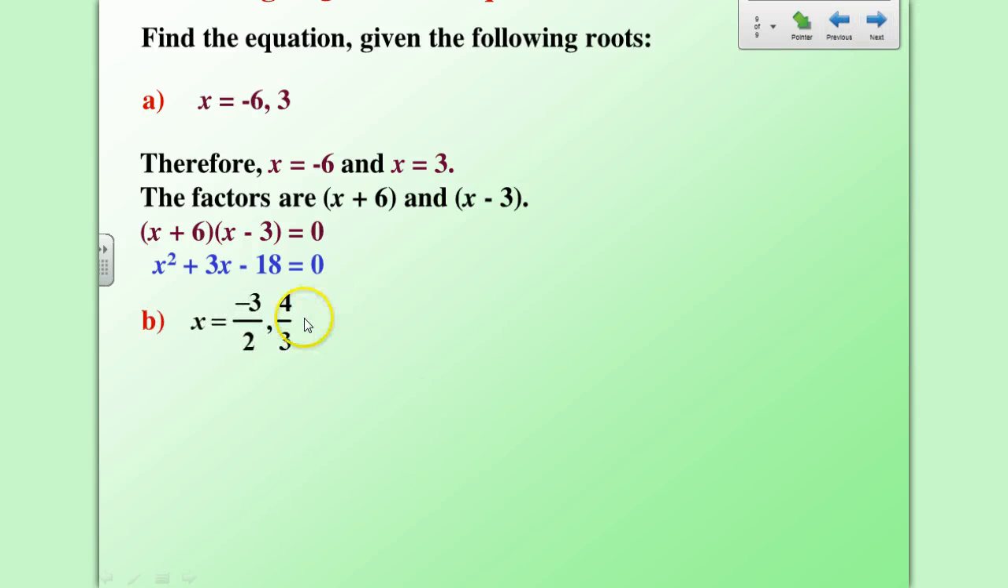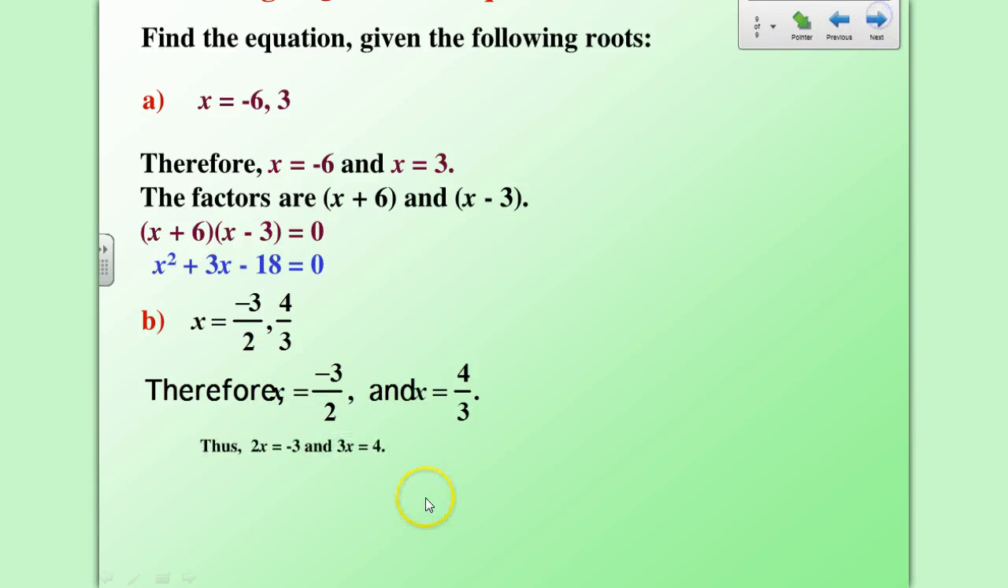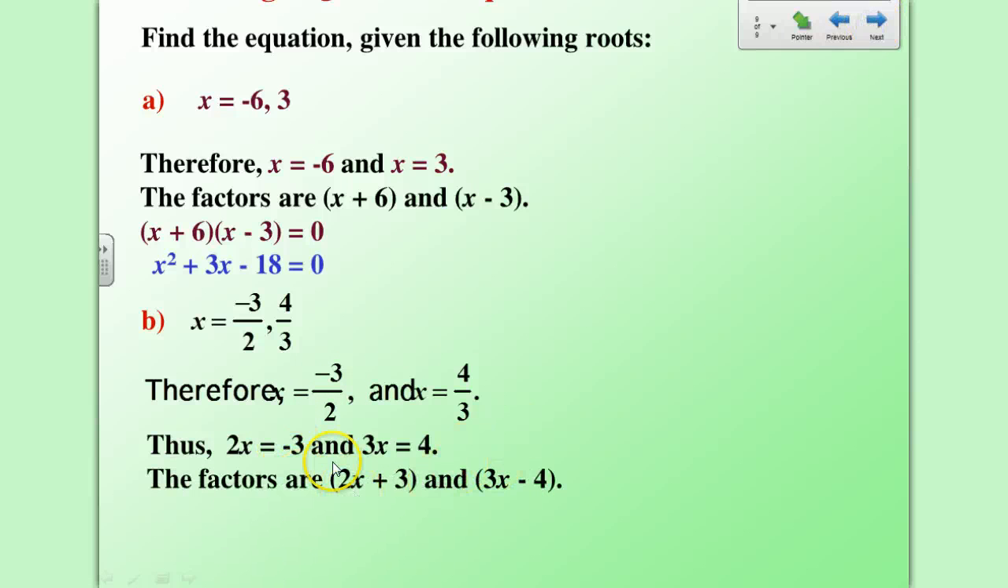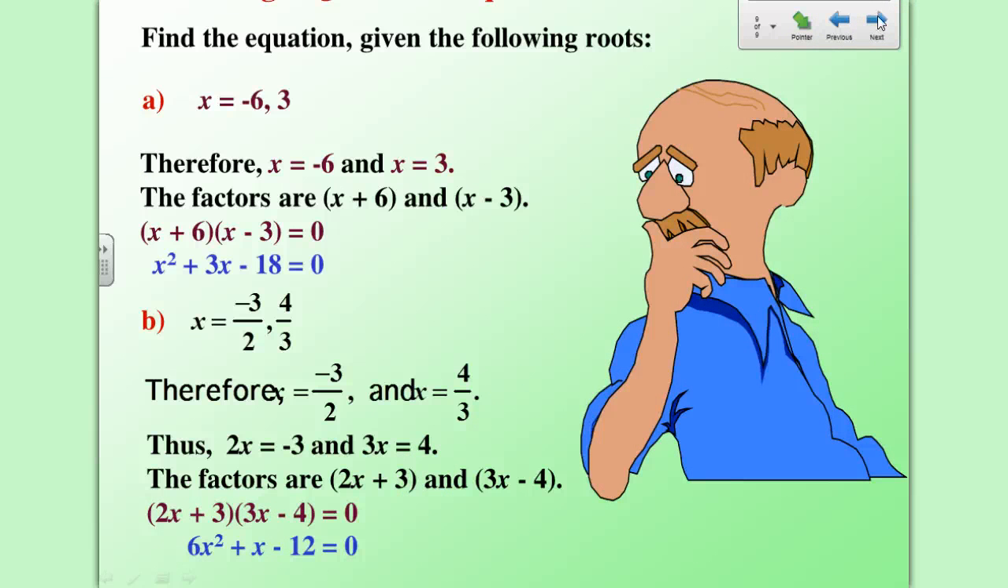What if x was minus 3 halves and 4 thirds? That's a little trickier. But if x equals minus 3 halves was the answer, then the question, if you cross multiply, 2x must be equal to minus 3. That must mean that the factor was 2x plus 3, and the other one must have been 3x minus 4. Okay, going backwards from the answers to the question. So the quadratic equation would be 2x plus 3 times 3x minus 4, which would give you 6x squared plus x minus 12. Nice.